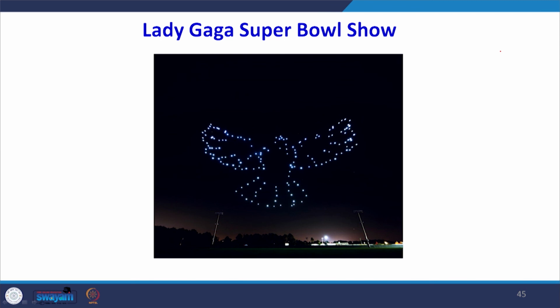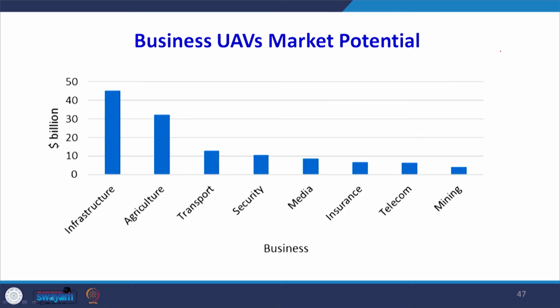So, this is a Lady Gaga Super Bowl show where hundreds of drones have flown to the sky in the night and they are making a shape of the eagle. So, all those bright spots what you see is a micro drone. They can actually communicate with each other and fly in the combination. So, in many countries now, for example, this is a light show of 100 drones. They are used to make different shapes and different combinations to entertain the people.